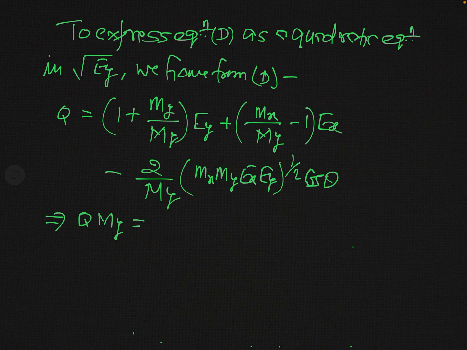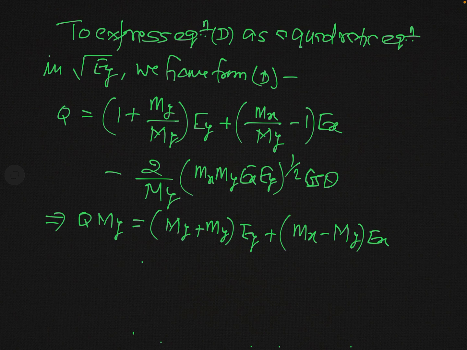So what will be the result after multiplying by My? You can see this will actually be equal to My plus a small My into Ey, and plus mx minus My into Ex, and minus, here My will cancel out, this will be minus 2 a square root of mx into My Ex into Ey into cos theta. This is cos theta.